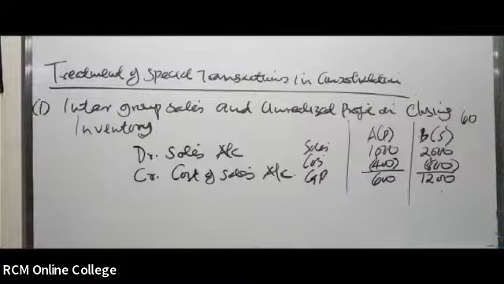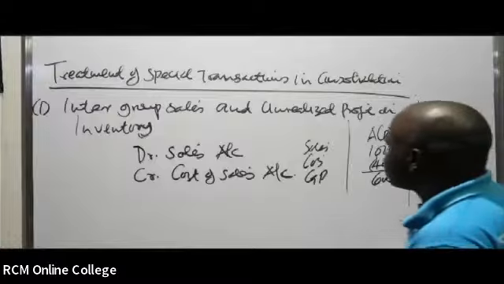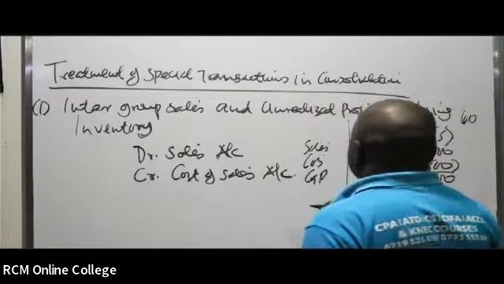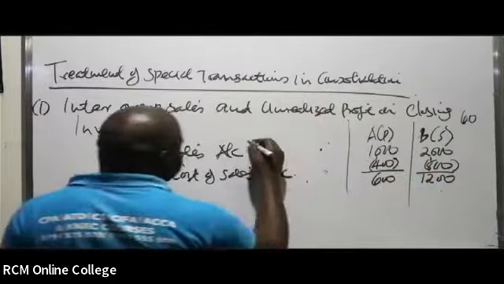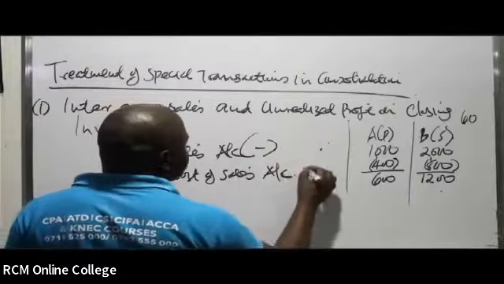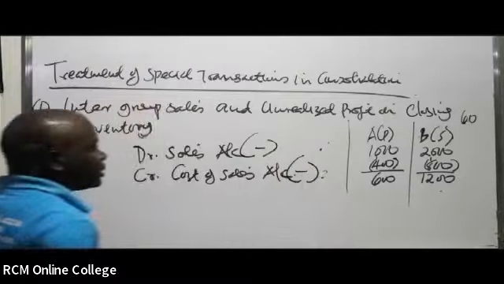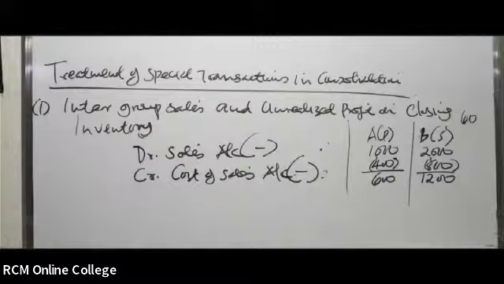A Limited sold goods worth 60 to B. So in this case, what do you need to do? You need to eliminate them. In short, you need to deduct this amount of 60 from the sales, and also deduct from the cost of sales. This will adjust it.